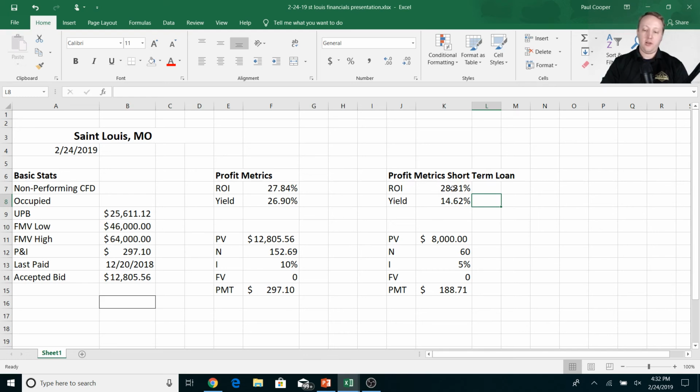So you could have thought if you just looked at the ROI, you'd think that you're getting an amazing deal. But since we only have 60 months to recoup the cost of the investment plus all of our interest, it actually really, really hurts the yield. So ROI is not everything. Don't get tricked into that, because again, I've used this example several times.